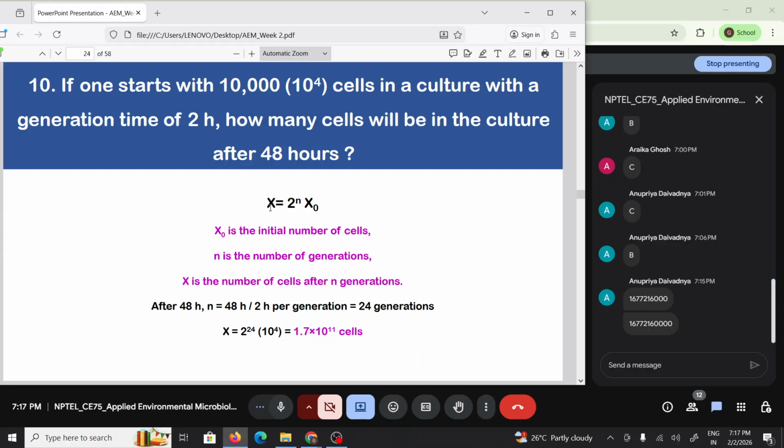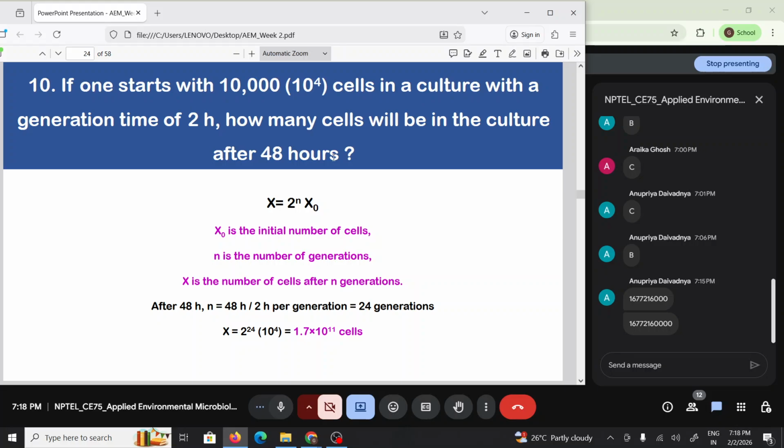The formula that you have to use here is x is equal to 2 power n into x naught, where x is the number of cells after n generations, which is what you have to find here. And you know that you have to find the number of generations as well, right? So in order to find that data, you have the generation time and the time for which your experiment is going to run. You're going to run the experiment for 48 hours and the generation time is 2 hours. So in that case, there is a possibility of 24 generations that will occur during the given time.